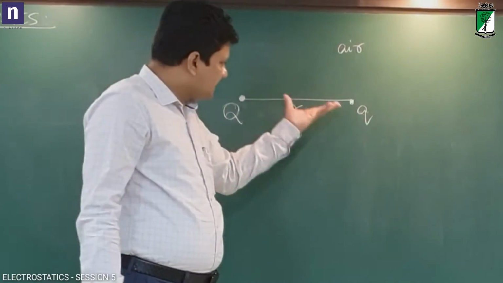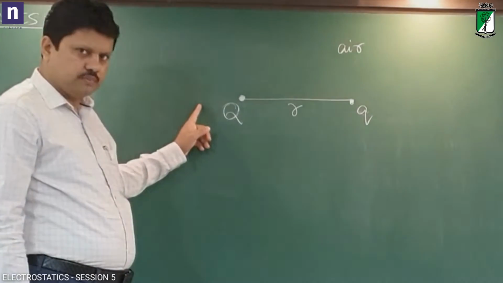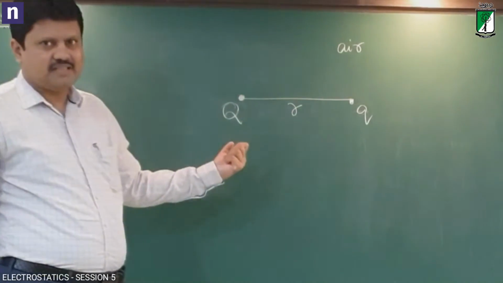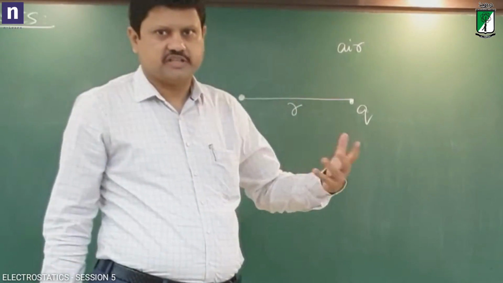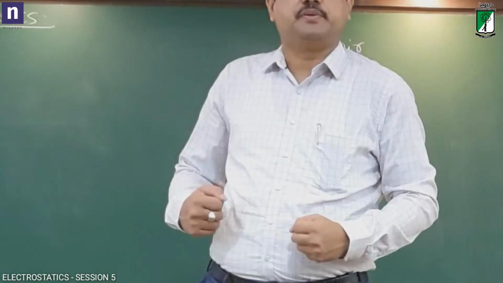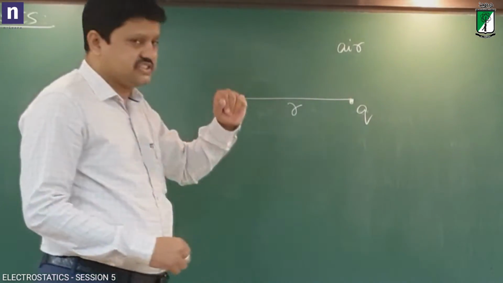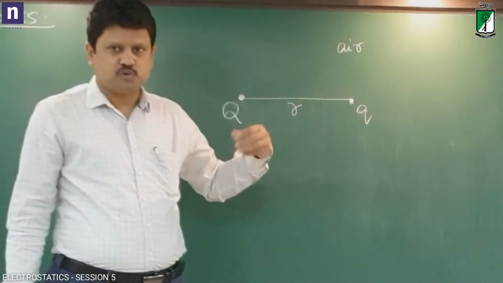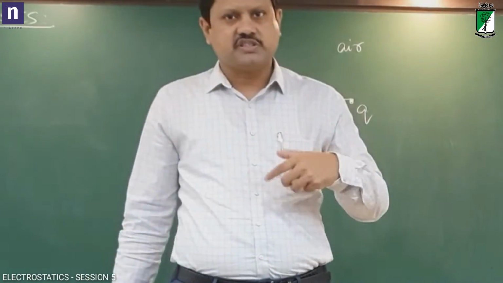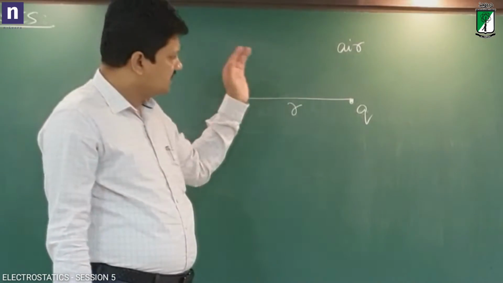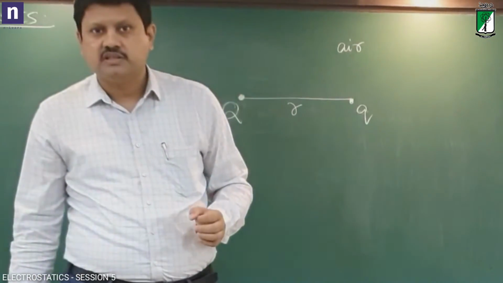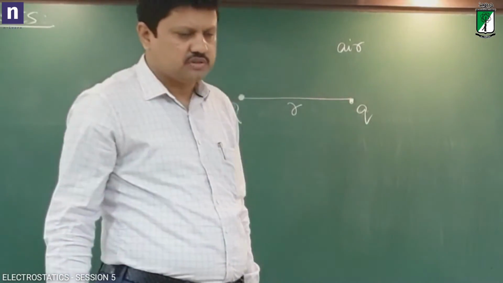Same way, exact same force will be acting on capital Q due to small q also. So each other, they exert force on each other, and that force can be either attractive or repulsive based on the nature of the charges. If the two charges are opposite kind, that is unlike charges, that is one is positive, one is negative, then the force is attractive. If they are like kind, that is both are positive or both are negative, then the force is repulsive. All those things you understood in the previous classes.